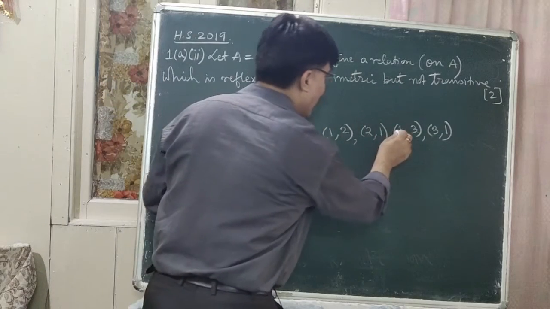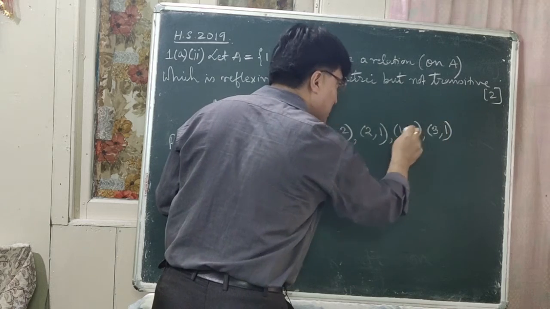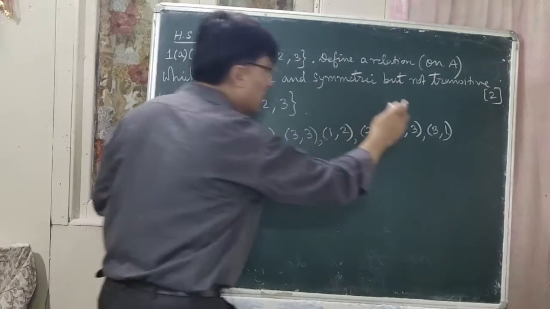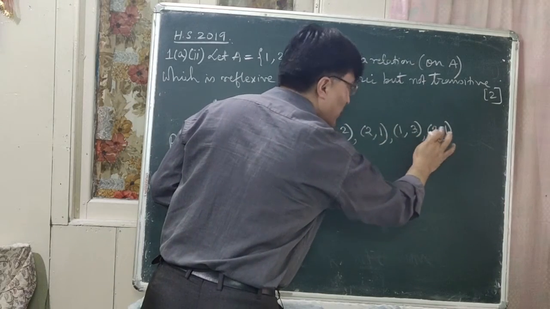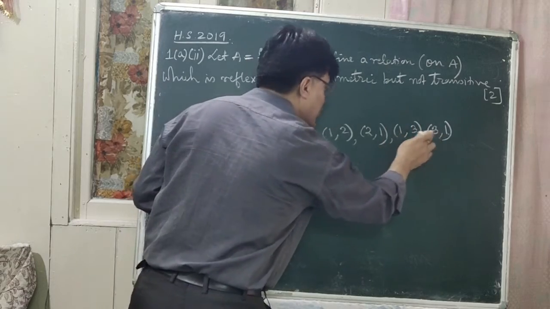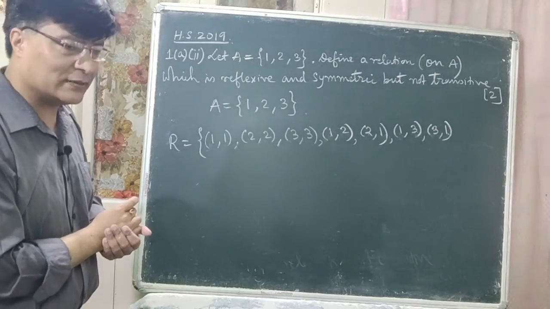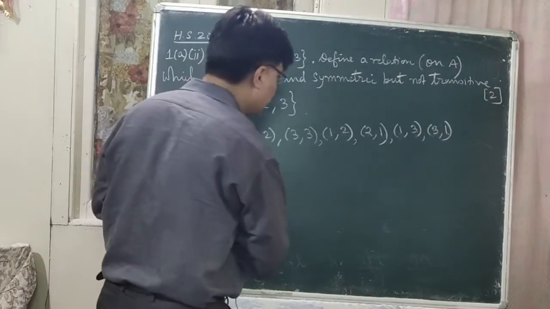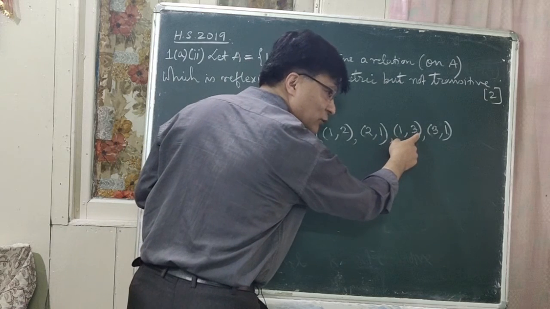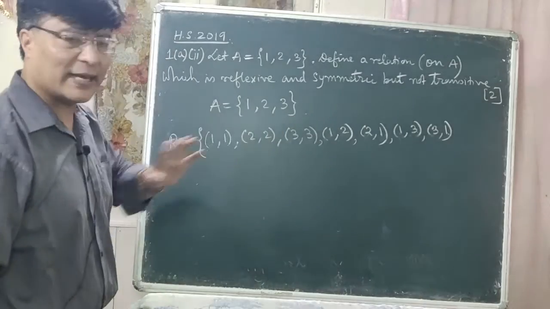Okay, 1 comma 3 is here, 3 comma 1 is also here, so 1 comma 1 is also here, it is transitive. Okay, 3 comma 1 is there, 1 comma 3 is also here, so 3 comma 3 is also here, it is transitive. Is that clear? Now 2 comma 1 is here, 1 comma 3 is also here. Is there 2 comma 3?